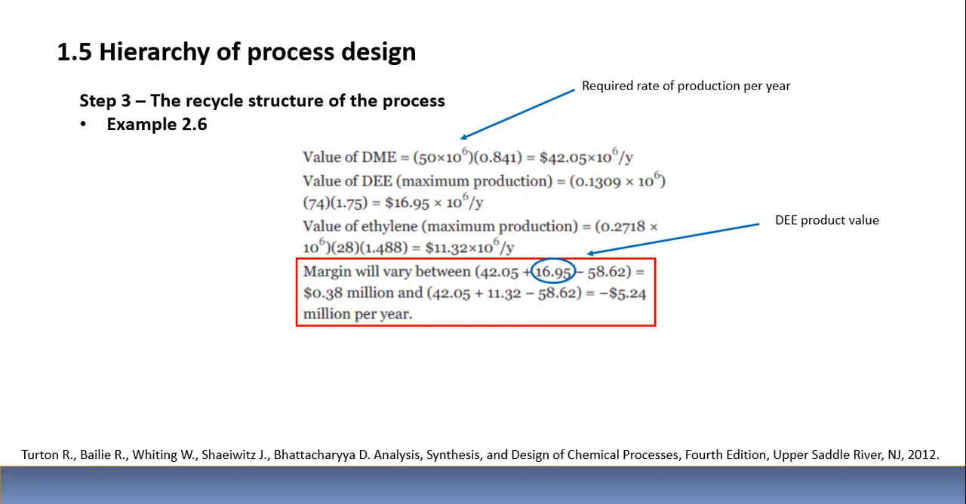So $0.38 million will be their revenue. I mean, it will be the net profit using alternative A of the reaction. That will be the net profit. Using alternative B, that is producing dimethyl ether, diethyl ether, and ethylene, then we will have minus $5.24 million per year. So this process will be so expensive. It actually will be expensive to produce and we will be losing money. The process that is profitable will be the first option.